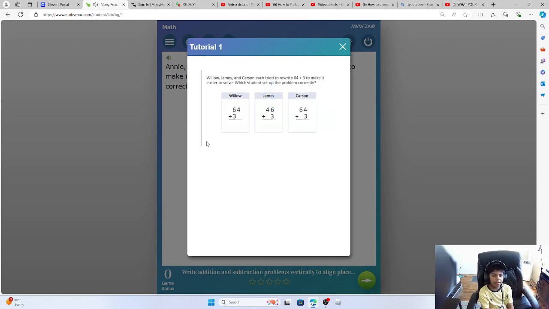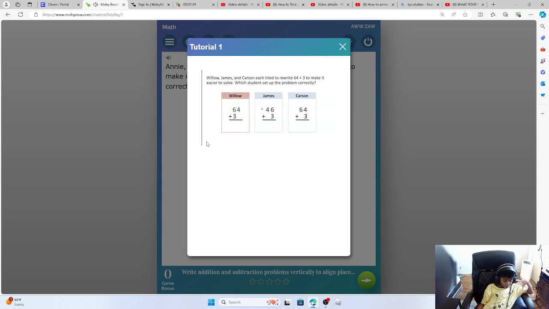Willow, James, and Carson each tried to rewrite 64 plus 3 to make it easier to solve. Which student set up the problem correctly? Let's start with Willow. We need to make sure she lined up her ones with her ones and her tens with her tens. The number 64 has 6 tens and 4 ones, so those are lined up correctly. But what about this 3? She put 3 in the tens place, but 3 is just 3 ones. We can't put ones in the tens place, so Willow did not set up her problem correctly.